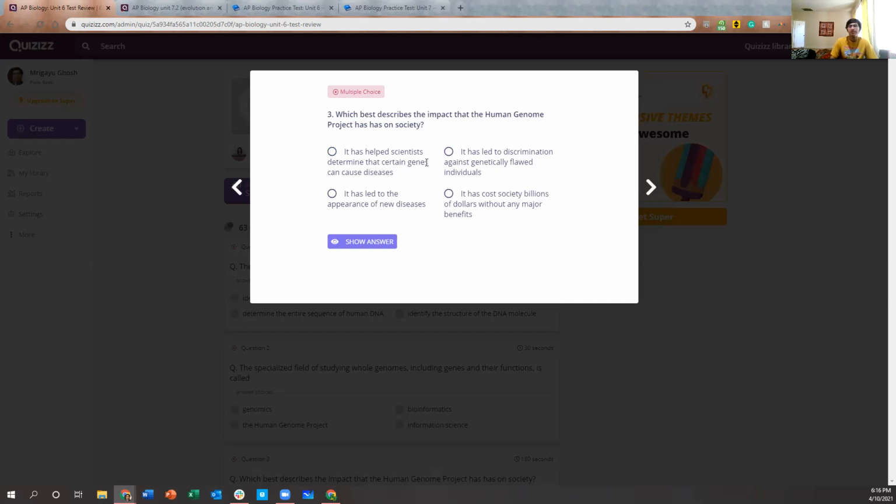Well, if we're able to figure out what the entire human genome looks like, then we can figure out, okay, this gene is responsible for this, and this one's responsible for this. So with that, this is probably the best answer, because it helps scientists determine that certain genes can cause diseases. Good, so that's the right answer.